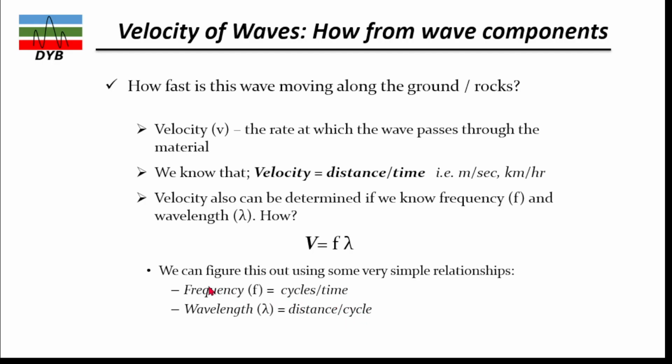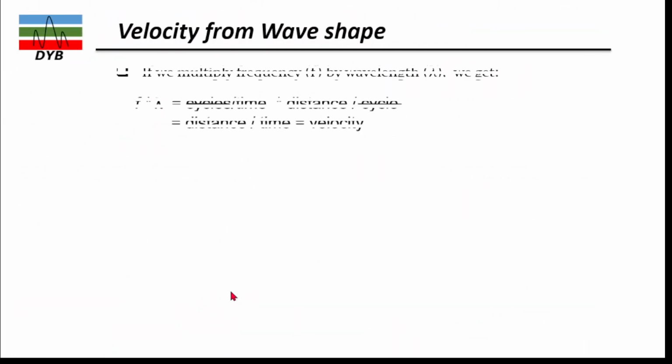So now we combine or correlate this formulation, which is v is equal to f lambda. So if we put in only the parameters of this one, cycle per time and distance per cycle, the cycle cancels. So we are left with distance per time, which is equal to velocity.